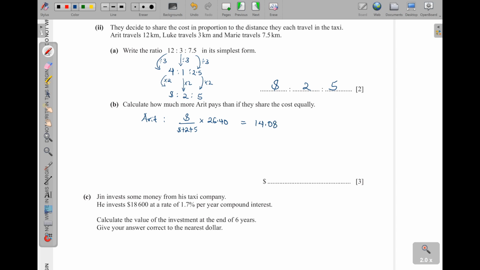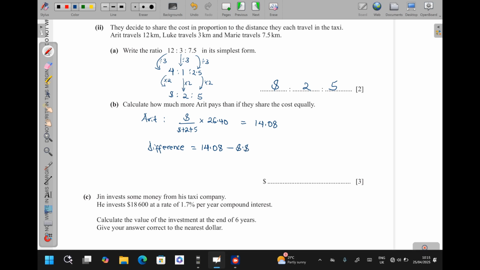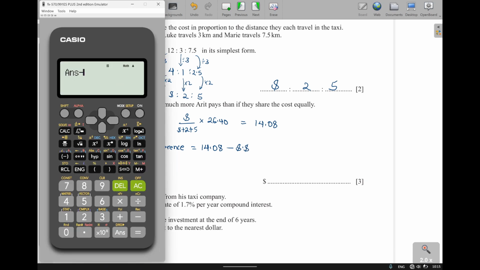14.08. And then the difference here is going to be, you get the bigger one minus the smaller one. So this is going to be 14.08, then subtract. The other one is 8.8. Okay, so get your answer, then subtract 8.8, and that is 5.28. So this is 5.28.